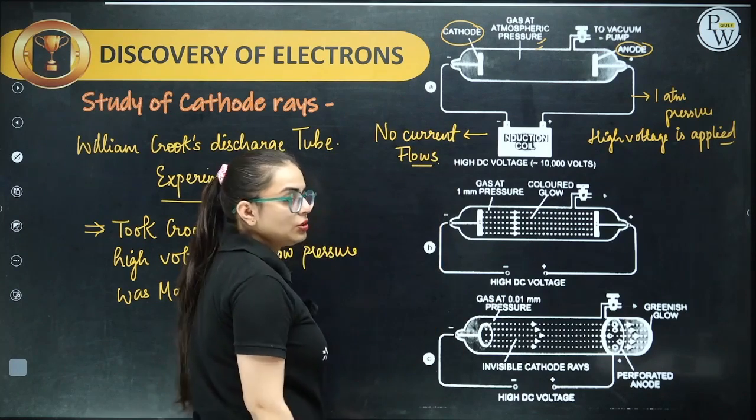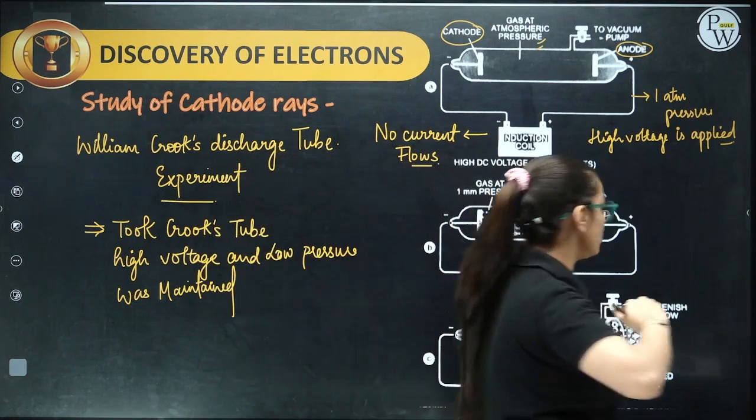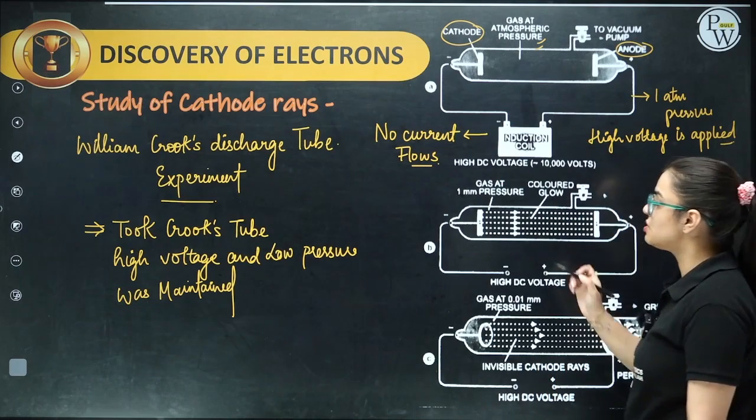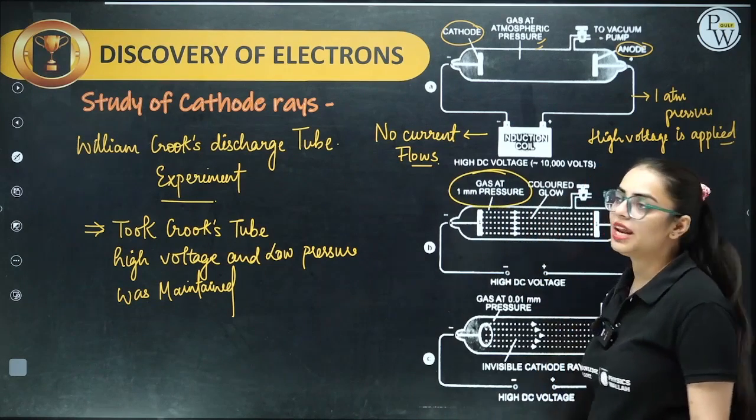No current flows. Now the second observation. Now the pressure is reduced. What happened to the pressure? Pressure is reduced. Now the gas is at 1 mm pressure.